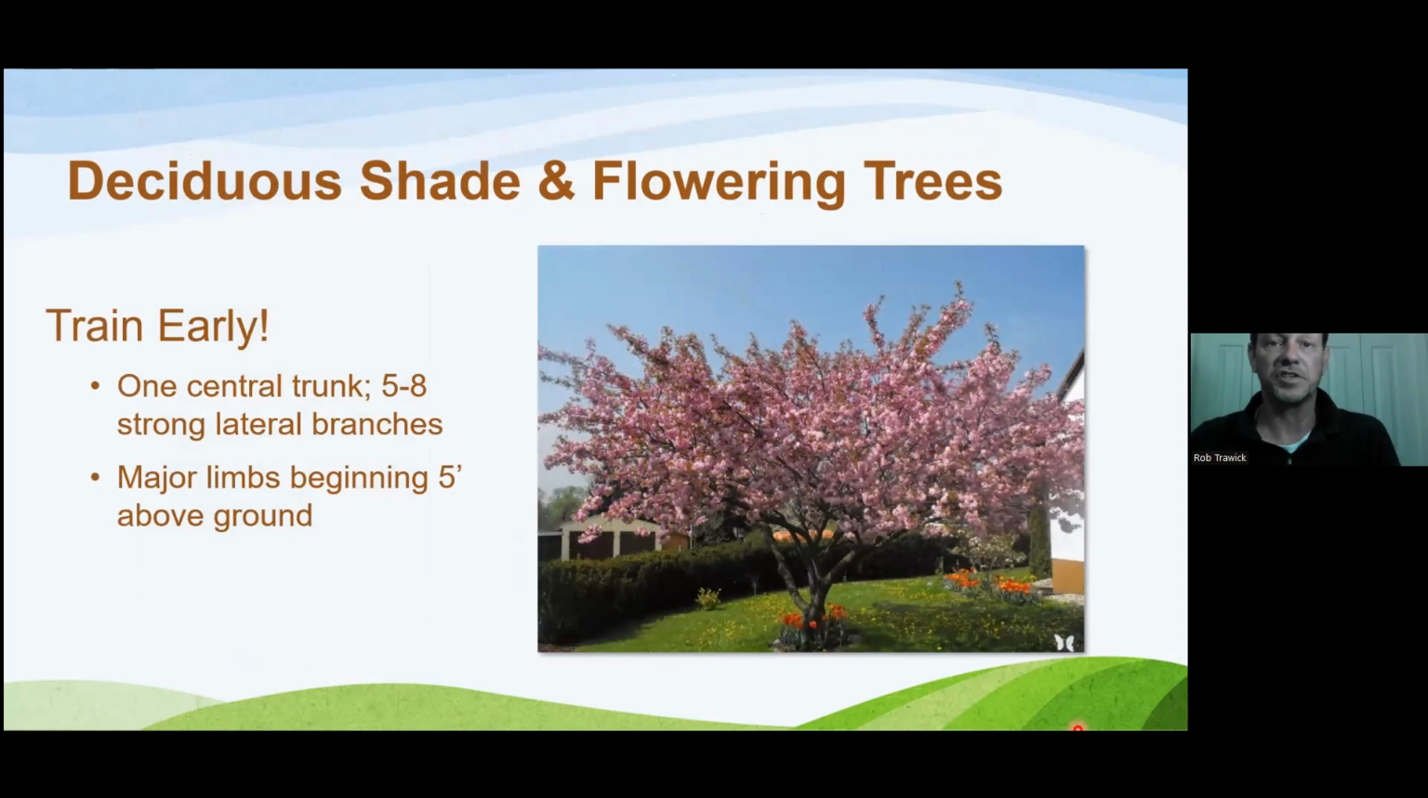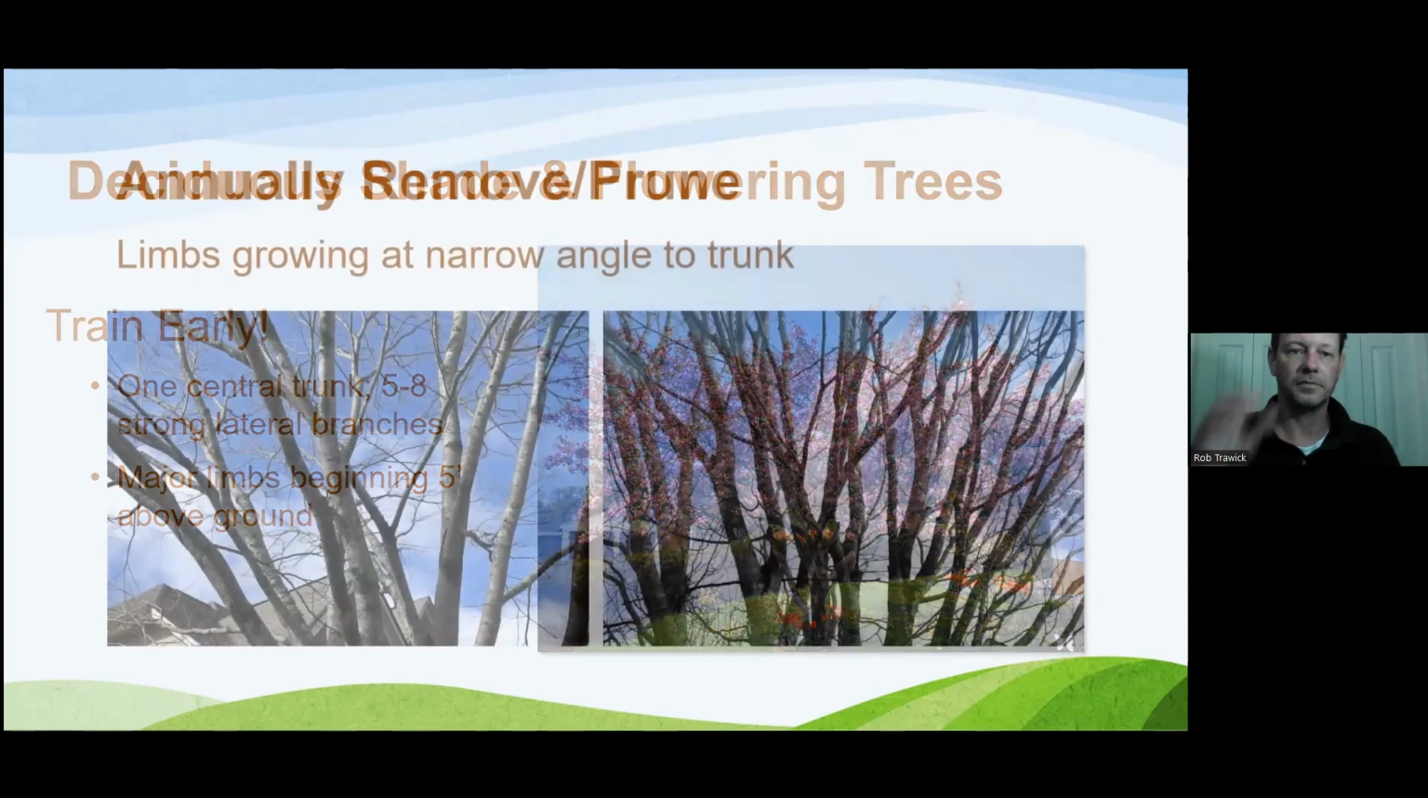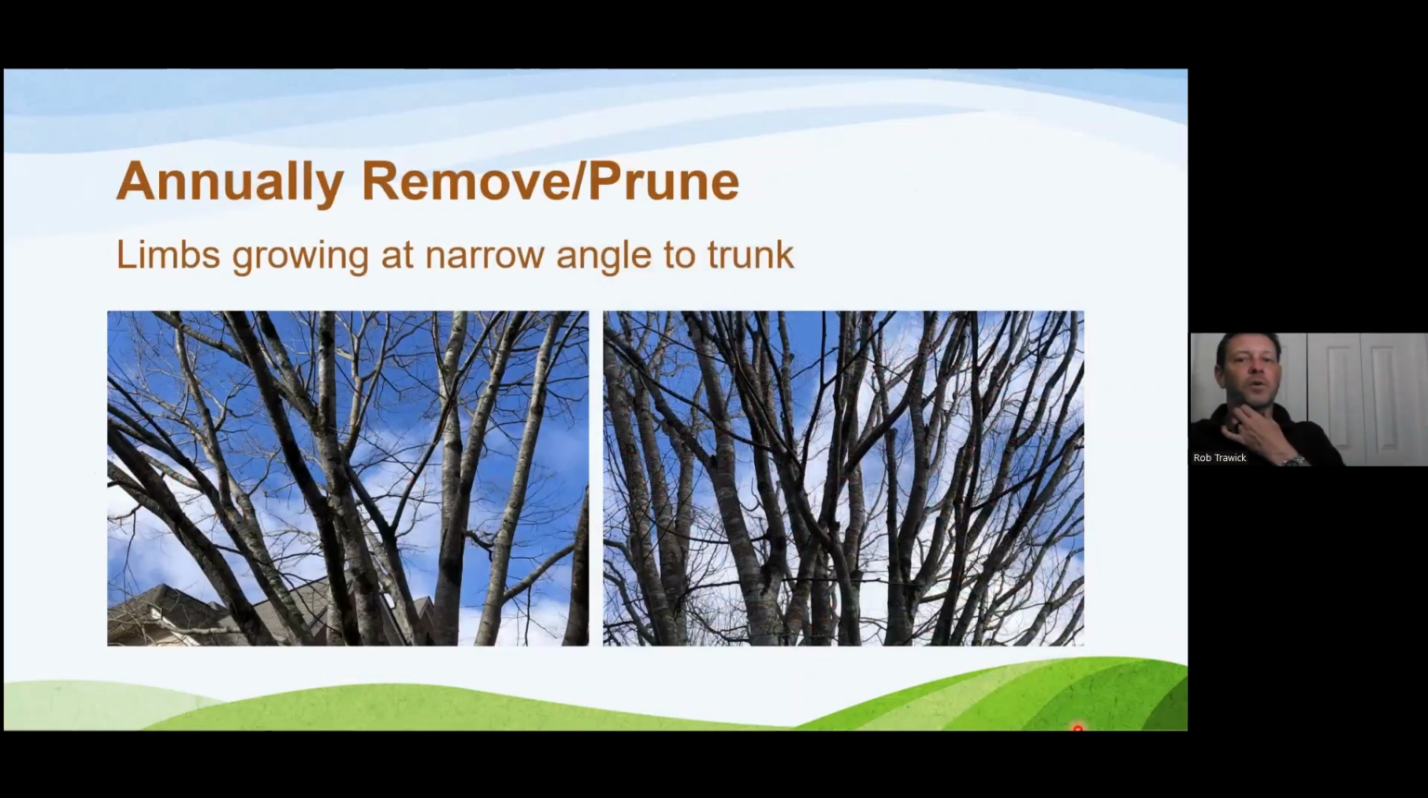As far as deciduous shade and flowering trees, we need to train them early. We want to get one central trunk. You want a good central leader with strong lateral branches. This is a big thing as far as getting a good shape of the tree. You want the major limbs beginning about 5 feet above the ground. So limbs growing at a narrow angle to the trunk, anything less than 45 degrees, 30-degree angles.